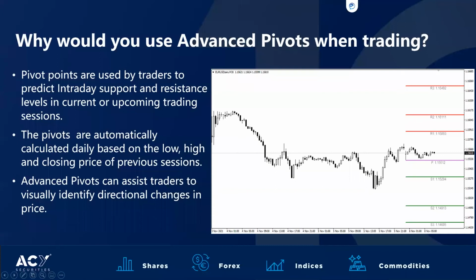Okay, let's get started. So first of all, why would you use the advanced pivot points indicator when trading? Pivot points are used by traders to predict intraday support and resistance levels, say in a current or upcoming trading session. Now the pivot points are automatically calculated daily based on the low, the high, and closing price of previous sessions. And you can see them painted on the chart over here on the right-hand side of my screen. And also the advanced pivots can assist traders to visually identify directional changes in price.